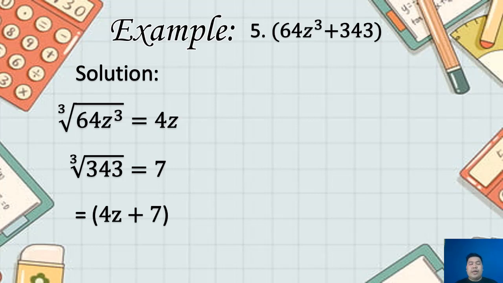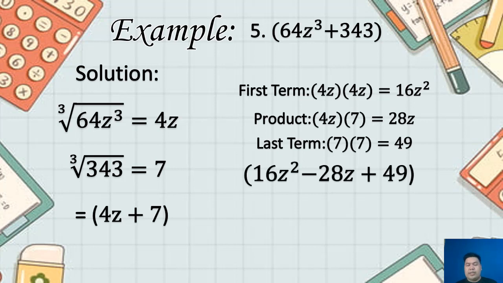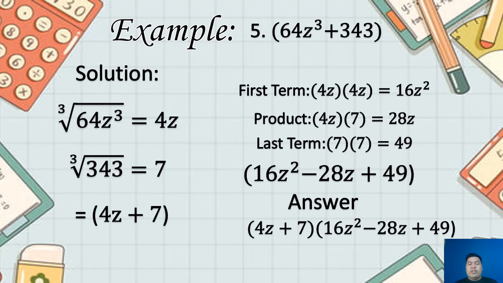Now, get the trinomial. First square the first term: 4z multiplied by 4z is 16z squared. Next, get the product of the first and second, which is 28z. Then square the last, which gives 49. So our trinomial is 16z squared minus 28z plus 49. Then our final answer is to combine the binomial and the trinomial: 4z plus 7 multiplied by 16z squared minus 28z plus 49.